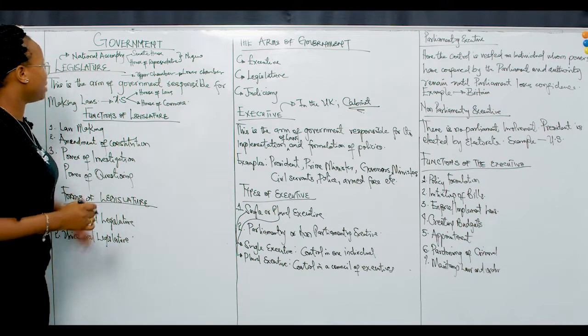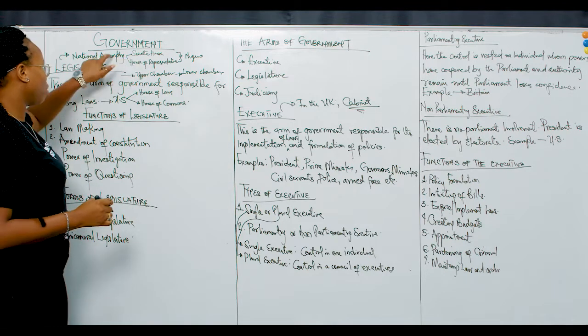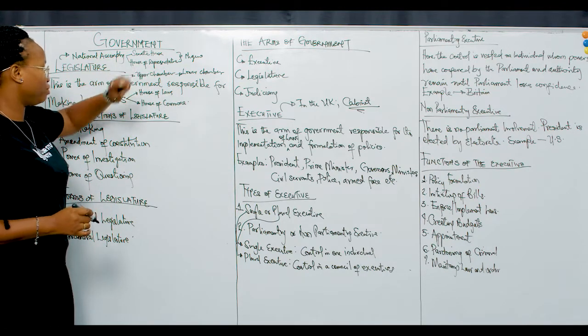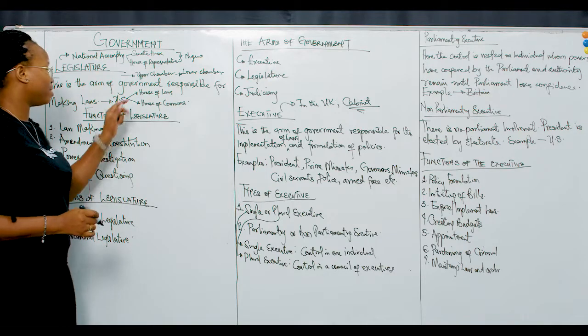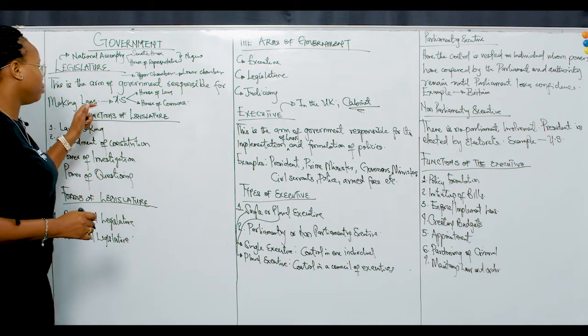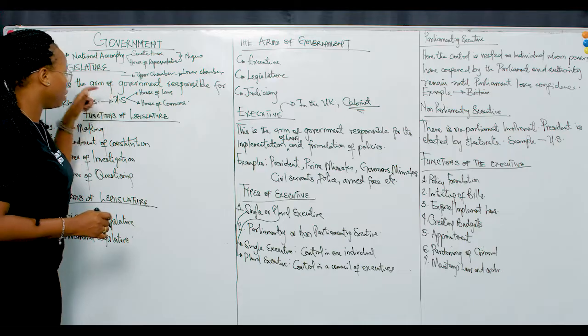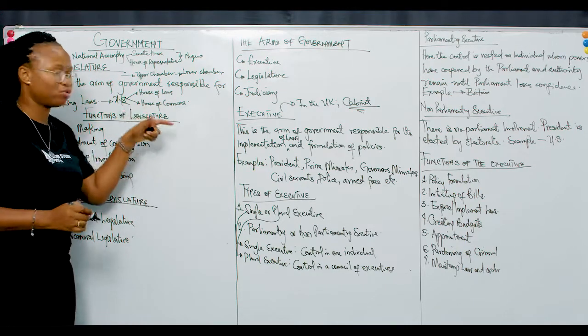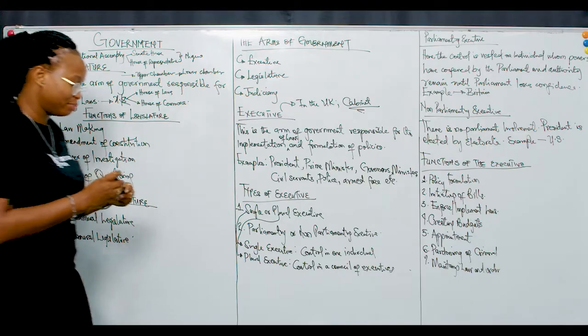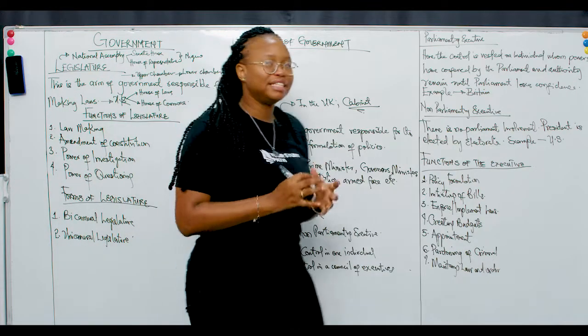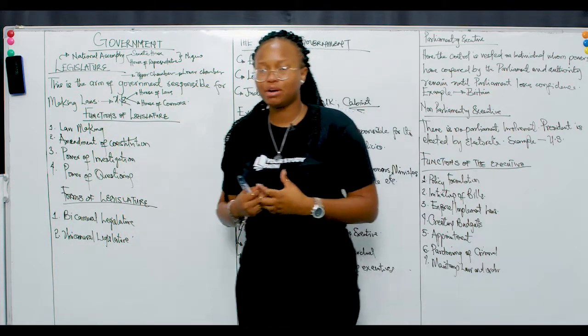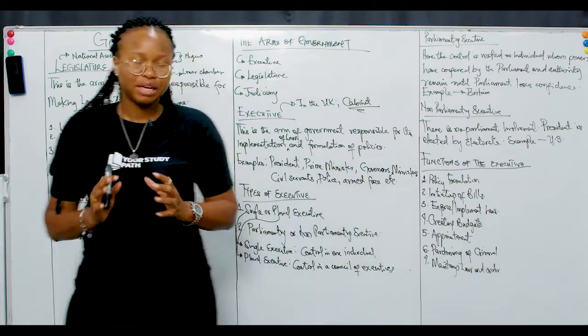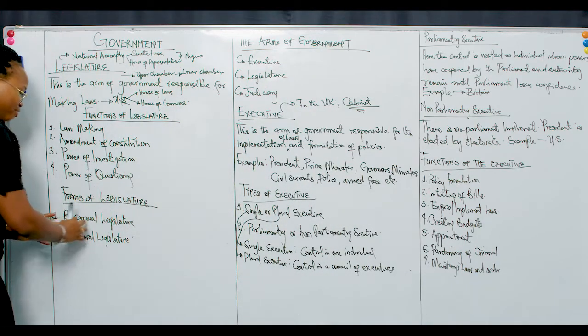Right? So as we can see, the Senate in Nigeria is the upper chamber, and the House of Representatives is the lower chamber. For the US, we have the Senate and the House of Representatives, and for the UK, we have the House of Lords and then the House of Commons. Right? So again, this bicameral system is what we're trying to identify here.